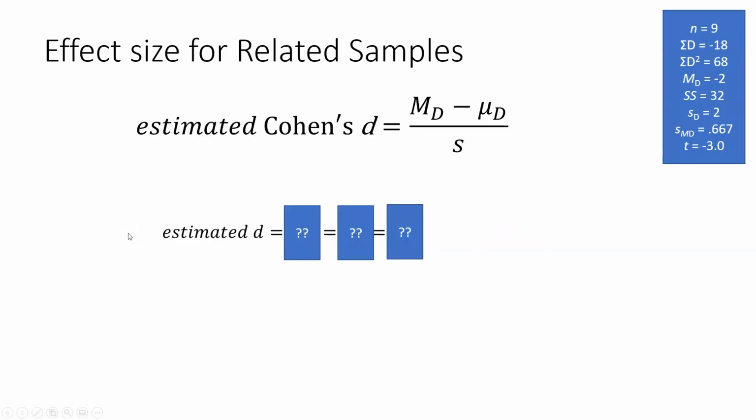When we run that hypothesis test, it doesn't tell us anything about the magnitude of our effect. Is 2 points of pain a lot less, or is it just a tiny bit less? We can figure that out by running the estimated Cohen's d. Now, the estimated Cohen's d formula is the mean difference that we actually obtained minus the mean difference that we expect there to be if the null were true. Again, this is always going to be 0, always 0, always 0.